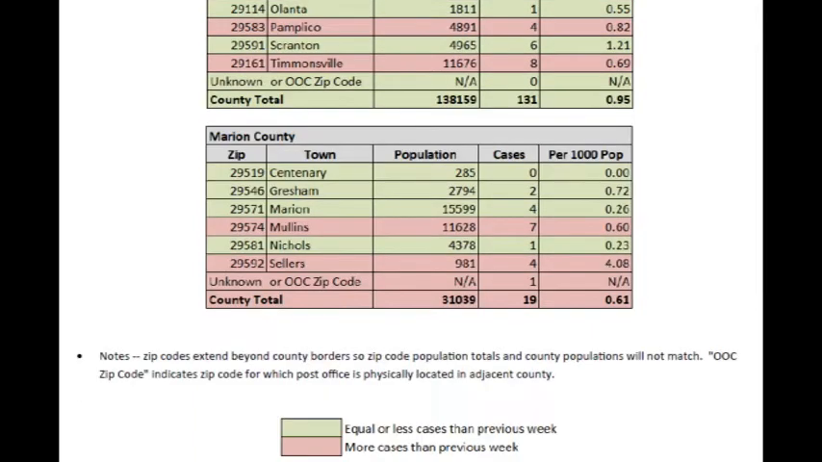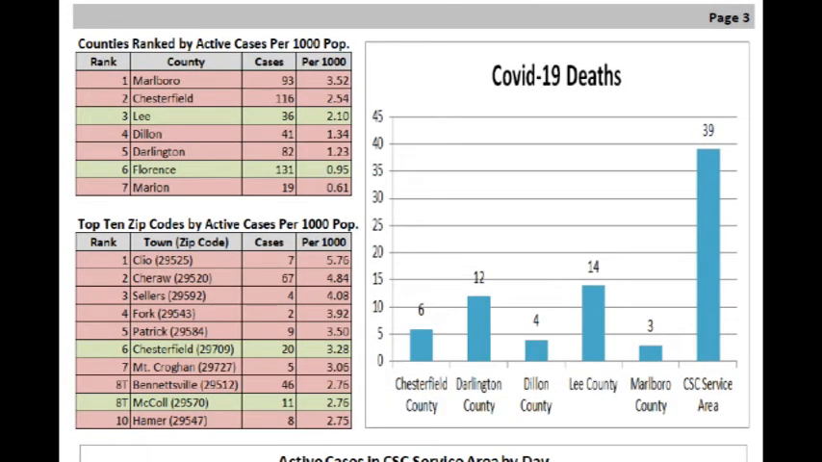On page 3 of the report, the counties are ranked by their active case rate. You see that Marlboro County has the highest rate in the PD at 3.52 out of every 1,000. Underneath the county rankings, the top 10 zip codes in the PD are ranked. And in this case, Clio in Marlboro County has the highest rate of 5.76 individuals out of every 1,000 residents.